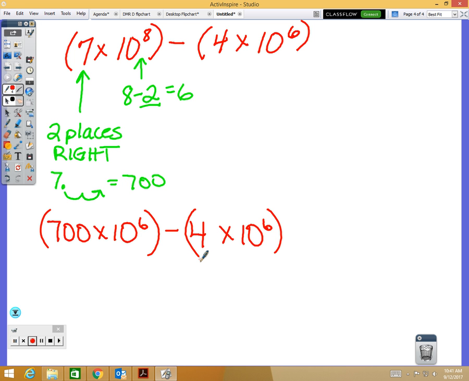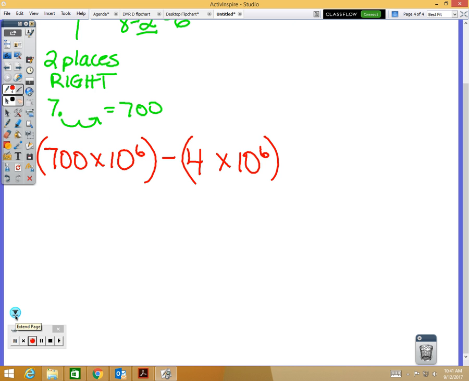Now the only difference with this problem is that instead of adding the first two numbers, we're going to subtract them. That is the only difference in the adding and subtracting rule. So what is 700 minus 4? Hopefully you can do that in your head. 696. So we get 696 times 10 to the 6th power.